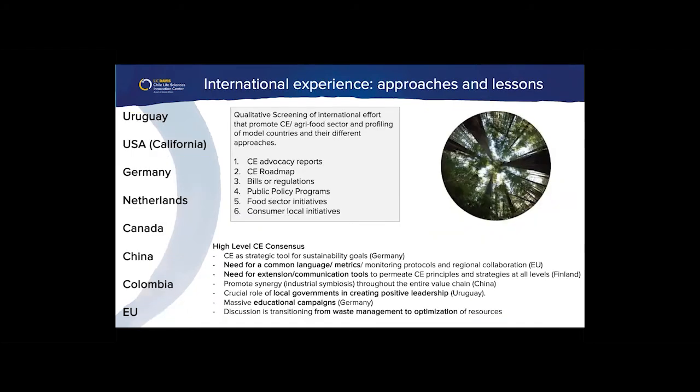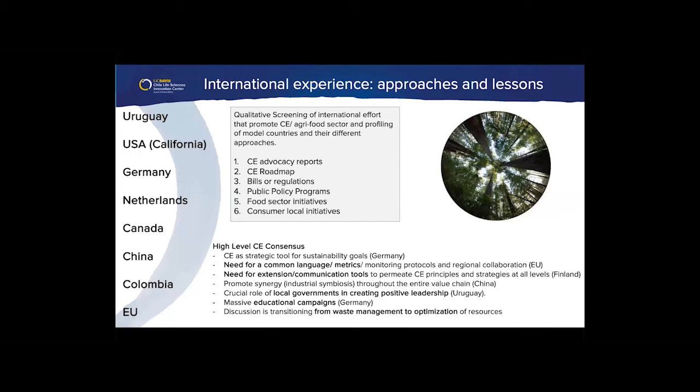On the international benchmark side, these are the countries or regions of the world that we looked at for good examples, lessons, and approaches. And most importantly, we were looking for circular economy advocacy reports, countries that had already developed their roadmaps, bills or regulations that affect the agri-food sector and circularity, public policy programs, food sector initiatives, and also consumer and community initiatives.